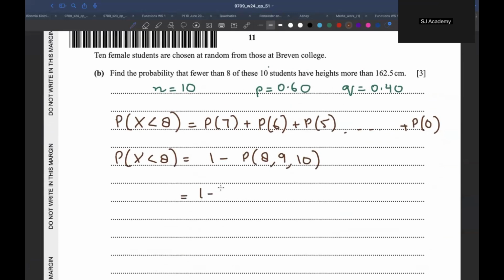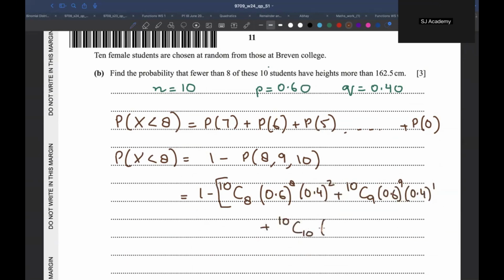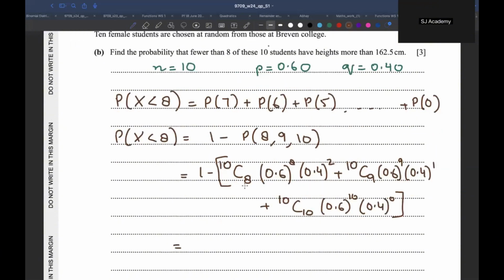So first 1 minus 10C8, more than 162.5, the probability is 0.6 to the power of 8, then 0.4 to the power of 2. And let's put this in the bracket. Plus 10C9, 0.6 to the power of 9, 0.4 to the power of 1, and then plus 10C10, 0.6 to the power of 10, and then 0.4 to the power of 0. And you subtract this total value from 1. And this is much shorter and easier to calculate. Once you substitute these values in your calculator, the final answer will become 0.833.